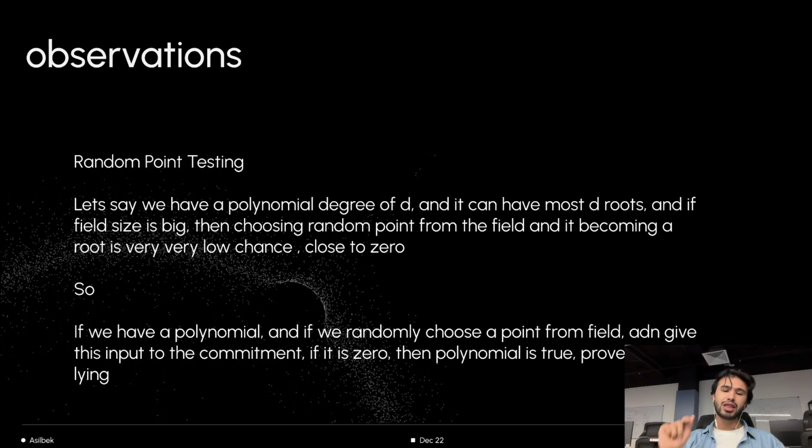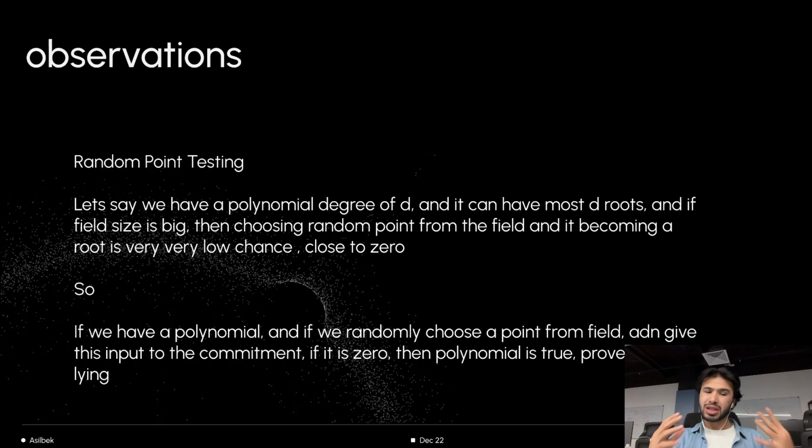And then if you randomly choose a point from the field, which is massive, the chance of it being a root is very, very low. It's close to 0. It's almost 0. Because if you have 2 roots out of 10 to the power of 80, that's a 1 followed by 80-some zeros, so it's almost 0.